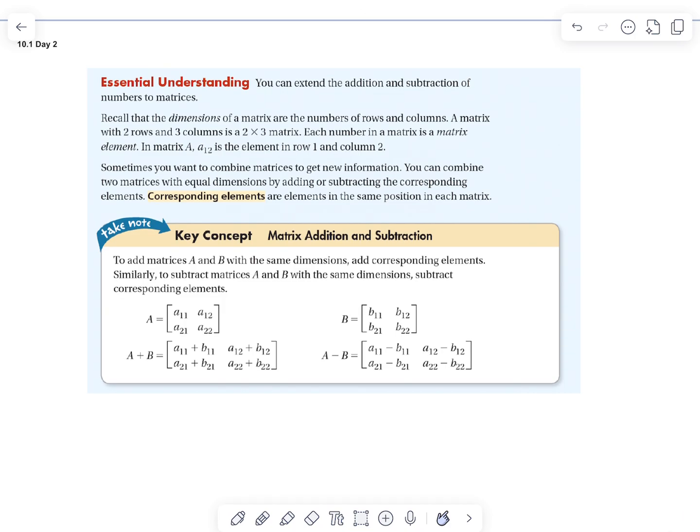So there's an essential understanding here in this box. When we add or subtract in a matrix, you add the corresponding elements. So there's an example here that shows you matrix A and B, and when you add or subtract them, you add the corresponding elements. So this is showing you a 2x2 matrix, and when you're adding and subtracting those.